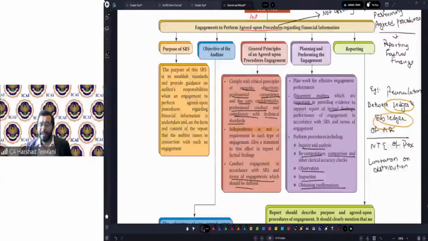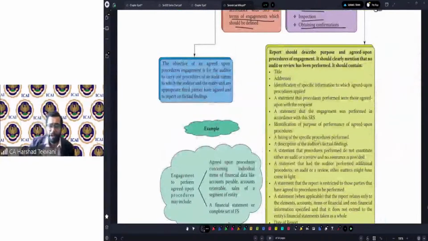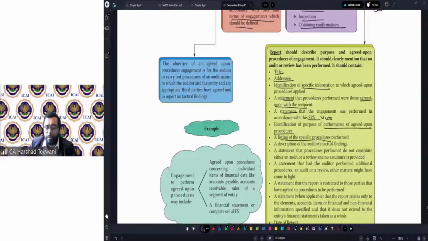And then comes the very important part, which is the report. The report requires a title, address, identification of specific information, a statement that these were agreed upon procedures which are agreed with the management, nothing else, and a statement that this is performed as per SRS 4400. Then performance of agreed upon procedures, listing of procedures performed, auditor's factual findings, and a statement saying that this is not an audit or review, and no assurance is being provided from this particular report.